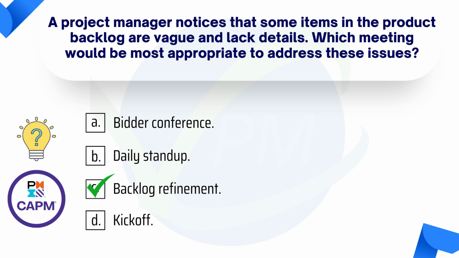Okay, so in the backlog refinement, it's most appropriate to address the issue of vague and lacking details in the product backlog items. Okay, so during the meeting, the project team and the product owner will come together to review and discuss the backlog items. So they will work on progressively elaborating and adding details to the items, clarifying the requirements, acceptance criteria. And then once it meets the definition of ready, then that means that item will be able to be pulled into the next iteration.